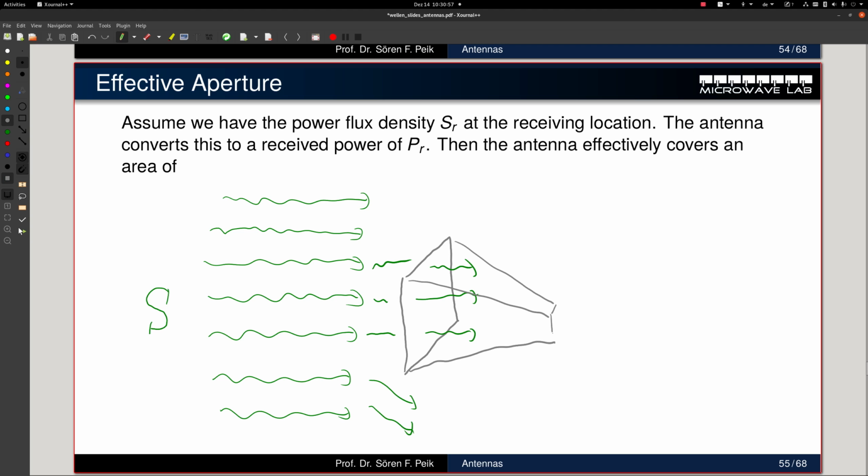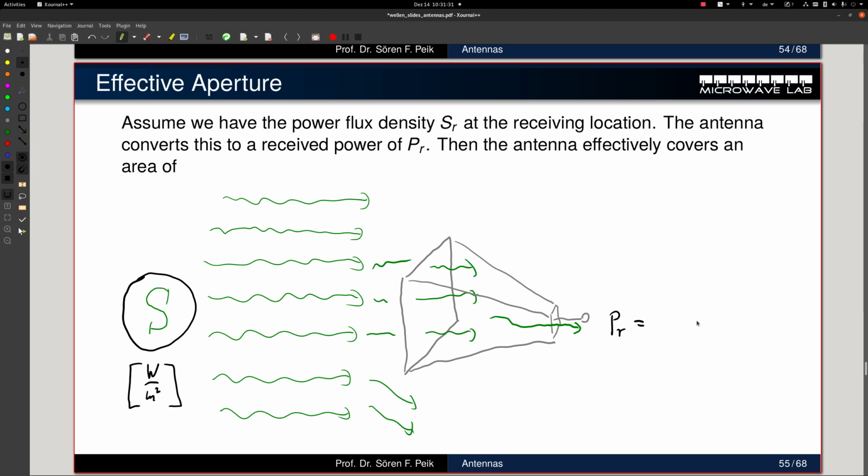And the part of the power that goes through that frame is collected and put onto a connector. That means all the power flux density that goes in is eventually, at the end of the day, at the connector. And since we get from the connector a power P received, we have to relate this to the incident power flux density. The power flux density is given in watts per square meter because it's a flux density, whereas my power is given in watts. That's our first hint that we have to do some kind of conversion.